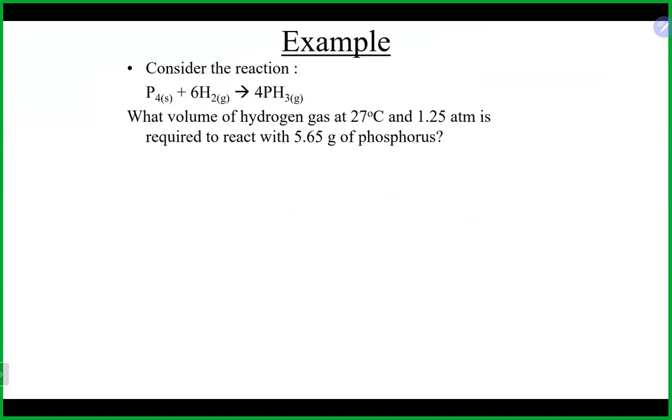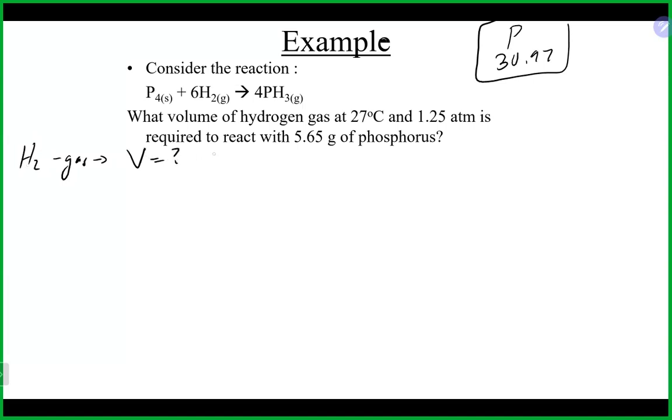All right, so what is the volume of hydrogen gas at 27 degrees Celsius and 1.25 atmospheres that's required to react with 5.65 grams of phosphorus? Phosphorus is 30.97. Okay, so let's take a look. So once again here, we're looking for hydrogen gas, which obviously is a gas. So we are looking for a volume.